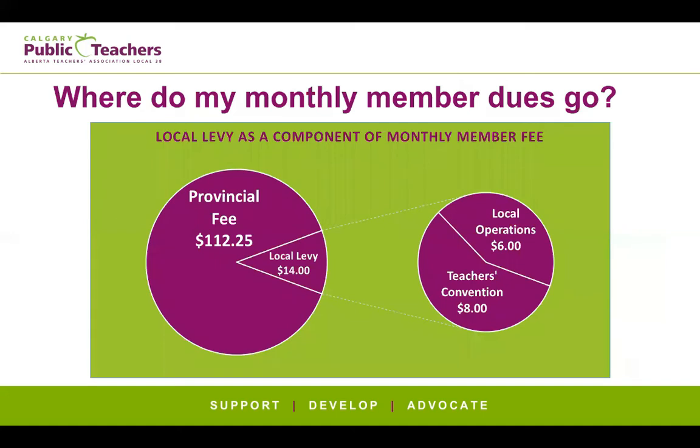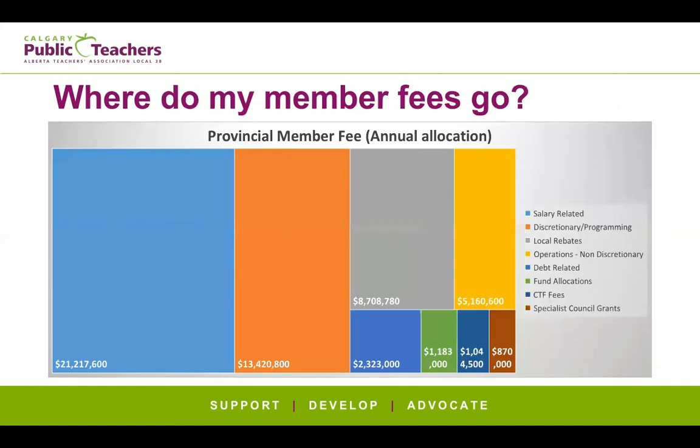In terms of where your dollars go, as you can see here, if you look at the monthly fee that's charged that comes off of your paycheck, most of that is for the provincial fee, $112.25 per month. The additional $14 is your local levy. And in Calgary Public, your local levy is primarily distributed to Teachers Convention, at $8 of that going to Teachers Convention and $6 of it going to local operations on a monthly basis.